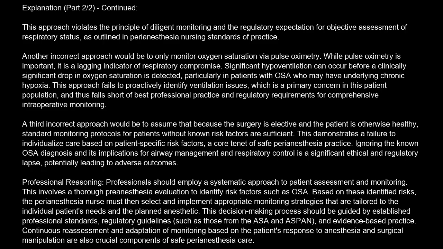Professional reasoning. Professionals should employ a systematic approach to patient assessment and monitoring. This involves a thorough preanesthesia evaluation to identify risk factors such as OSA. Based on these identified risks, the perianesthesia nurse must then select and implement appropriate monitoring strategies that are tailored to the individual patient's needs and the planned anesthetic. This decision-making process should be guided by established professional standards, regulatory guidelines, such as those from the ASA and ASPAN, and evidence-based practice. Continuous reassessment and adaptation of monitoring based on the patient's response to anesthesia and surgical manipulation are also crucial components of safe perianesthesia care.